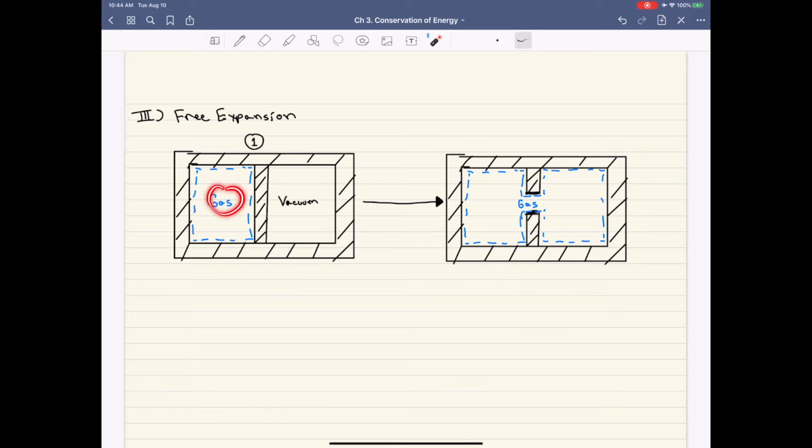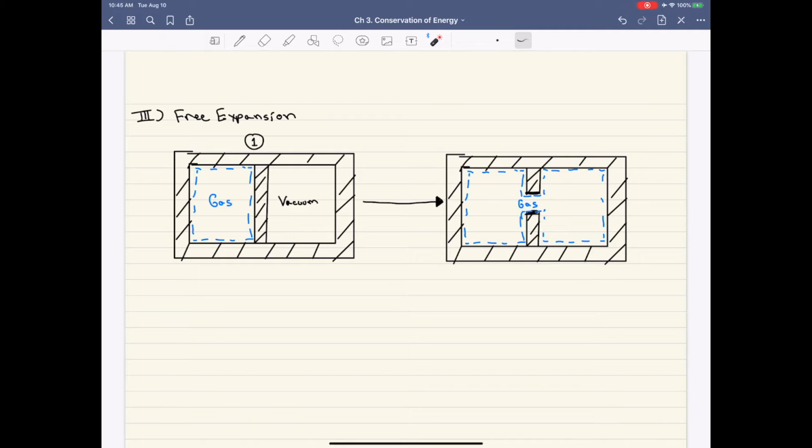a gas separated on one side of the compartment from another side of the compartment that's completely under vacuum. So there's no molecules in there, it's just empty space. All right, and so that's the initial state. And then what we do is we somehow poke a hole in the wall that's separating the two compartments, right? Or we open it up.